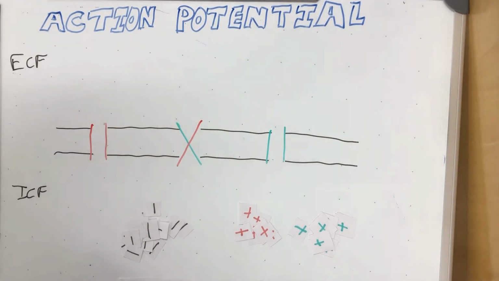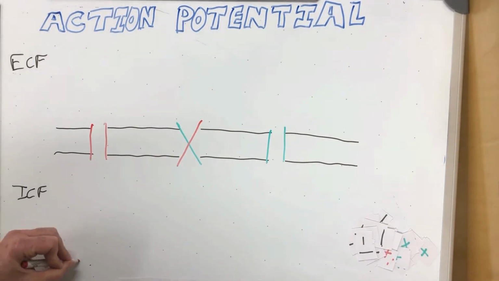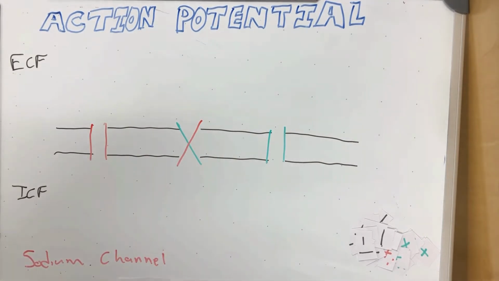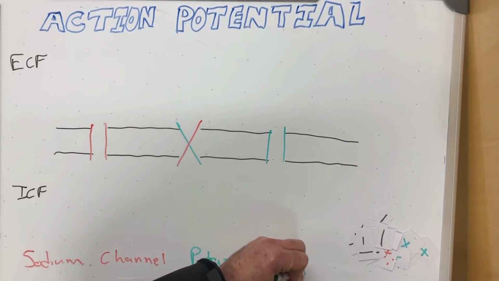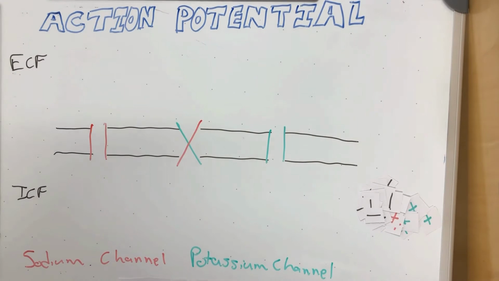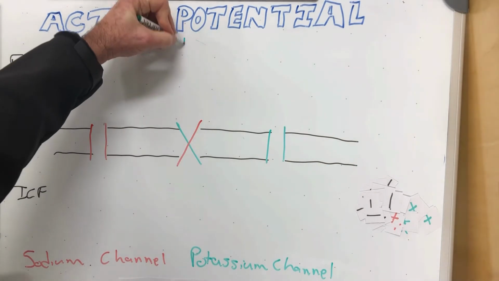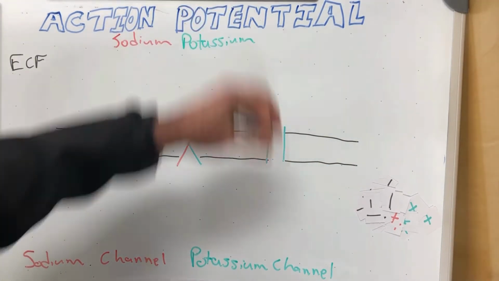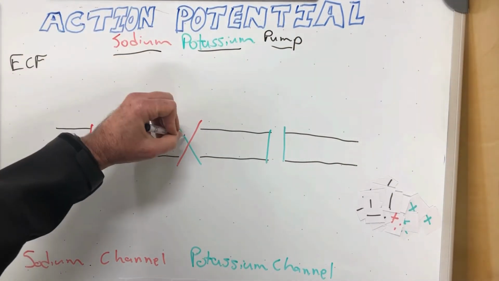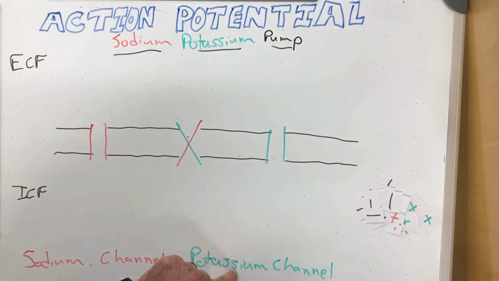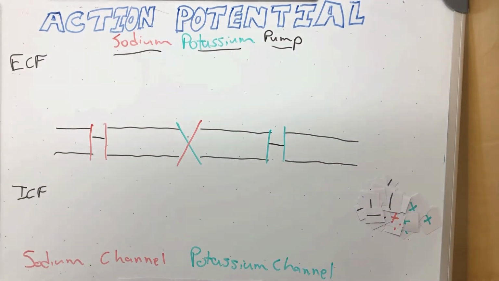The red channel is going to be for sodium, the green channel is going to be for potassium, and it's going to allow these ions that are dissolved in the fluid, either extracellular or intracellular, to pass back and forth across the cell membrane. So remember, red is sodium channel, green is potassium channel, and the red and green cross is going to be what's called the sodium potassium pump. And these are going to be what allows ions to move back and forth in and out of the cell. Now remember, these channels are going to be closed when the cell's at rest and not transmitting an impulse.